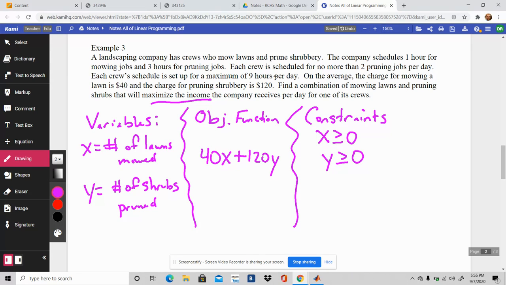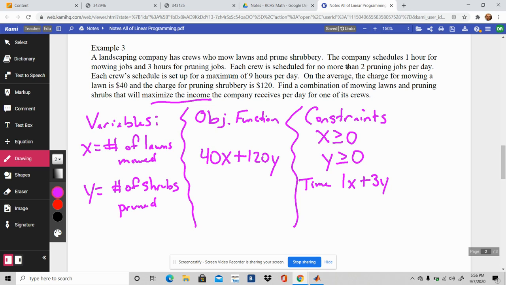All right, now I'm going to go back through and pick out the numbers. The company schedules 1 hour for mowing jobs, 3 hours for pruning jobs. Notice that unit of measure is hours. So 1 hour, 3 hours. We're talking about time, so there's going to be a constraint for time. So it's 1 hour for mowing jobs, so that's 1 times however many mowing jobs there are. Plus, they also have to do pruning jobs, and that's 3 times however many pruning jobs there are.